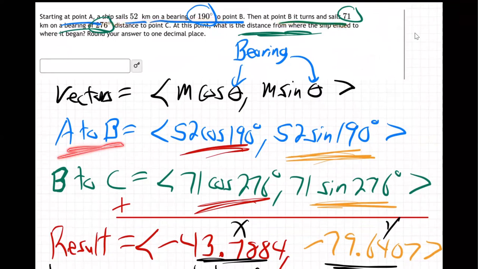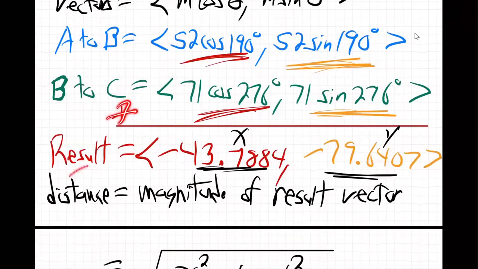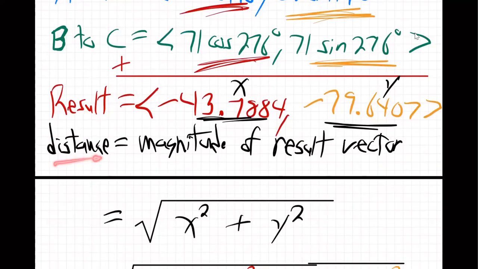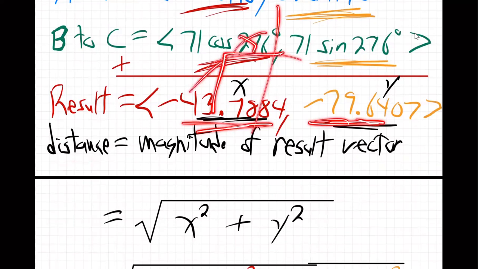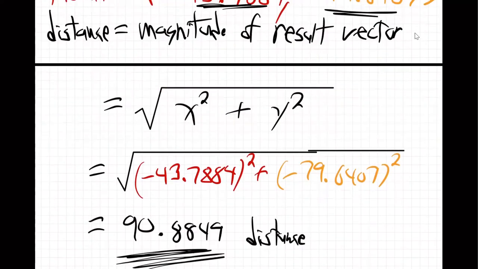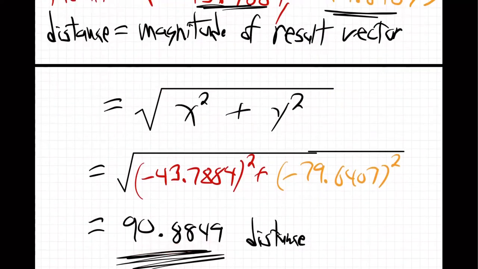So A to B, you just take the magnitude, which in this case is the distance, times the cosine of the angle, magnitude times the sine of the angle. Same thing for the second vector. Add them together to get the resultant vector, the x and the y. Then if they want the distance, that means they want the length of this vector, right? This vector is back x down y. They want the length of that vector, the total distance, magnitude, square root of x squared plus y squared, right, from the Pythagorean theorem. And there we go, total distance of that vector.